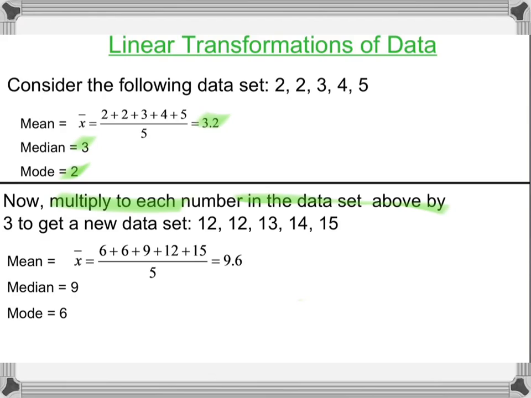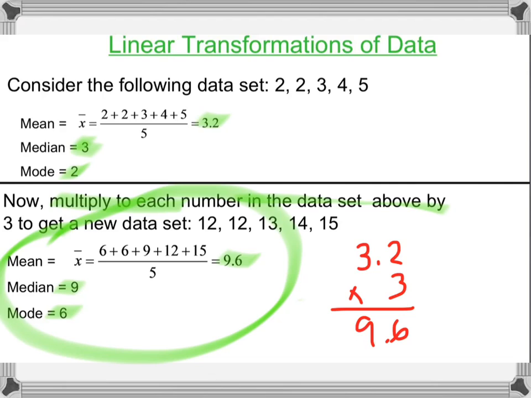So the old mean was 3.2, the new mean is 9.6. Notice that 3.2 times 3 is 9.6. The old median was 3, and the new median is 3 times more than that, which is 9. And the old mode was 2, and the new mode is 6. So if you're multiplying every single number in the data set by a certain amount, then the measures of central tendency will just be multiplied by that amount again. There's no need to run through the calculations again if you've already done them.